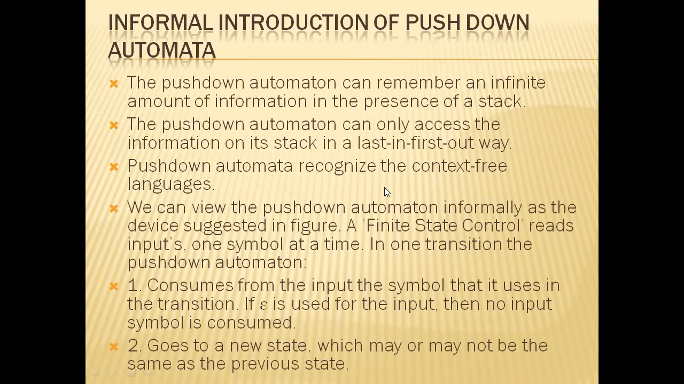You are not supposed to take n number of a's and m number of b's. You should take an equal number of a's and b's. In that situation, it is not possible to implement with the help of finite automata. So that's why we prefer pushdown automata. Why? The only reason is that it contains memory. So now we discuss the informal introduction of pushdown automata.